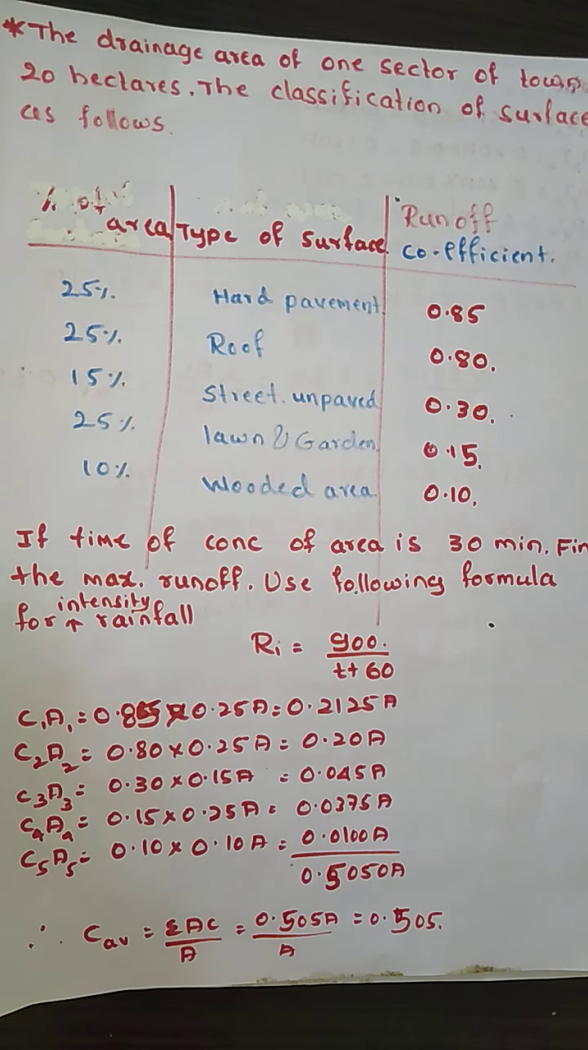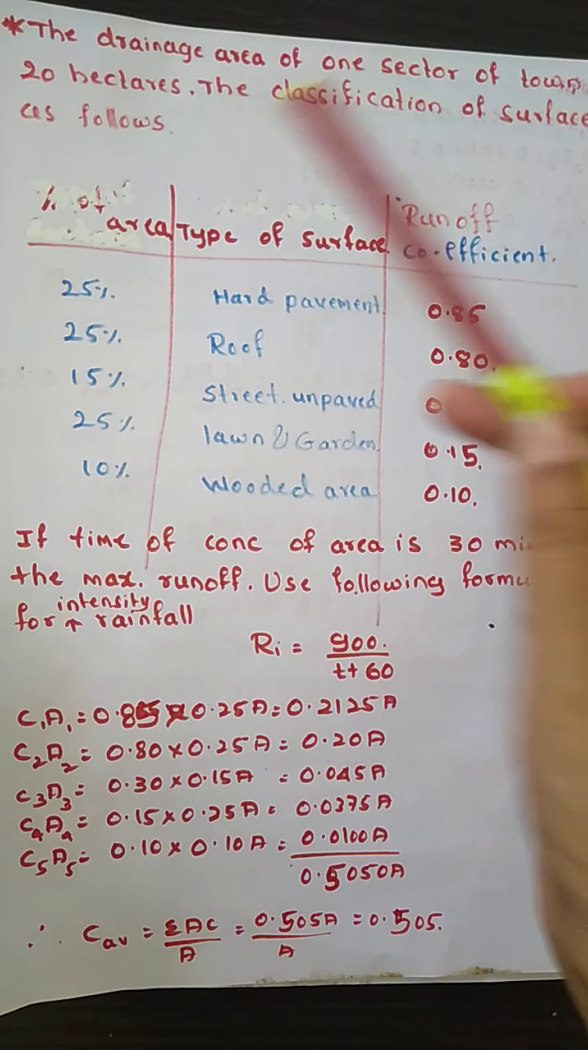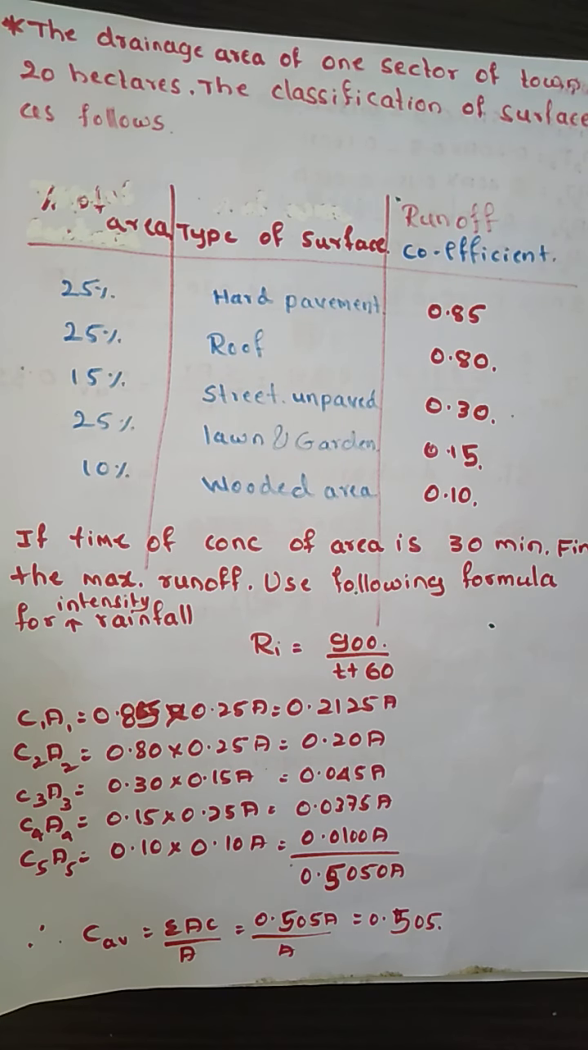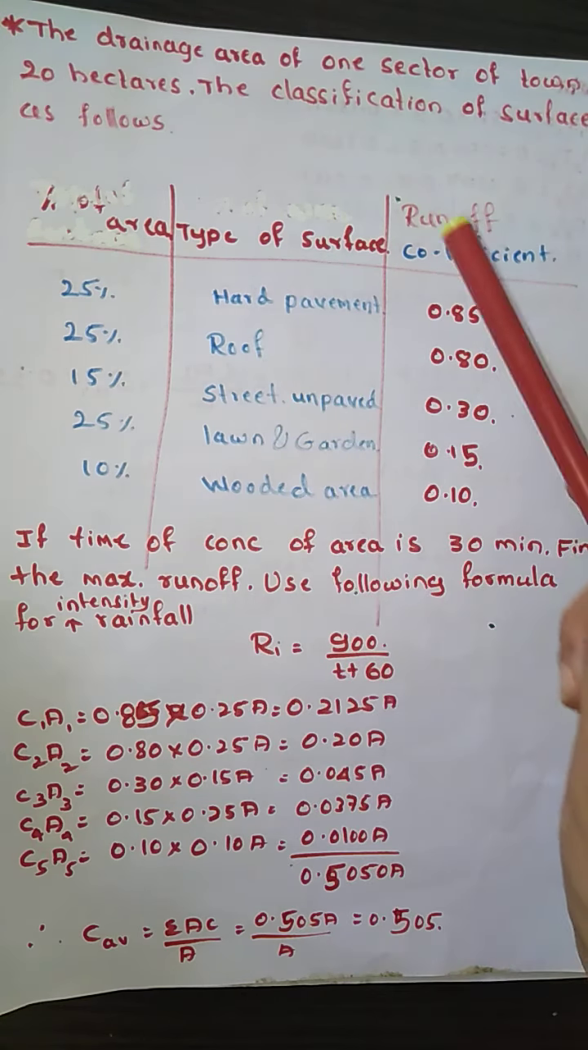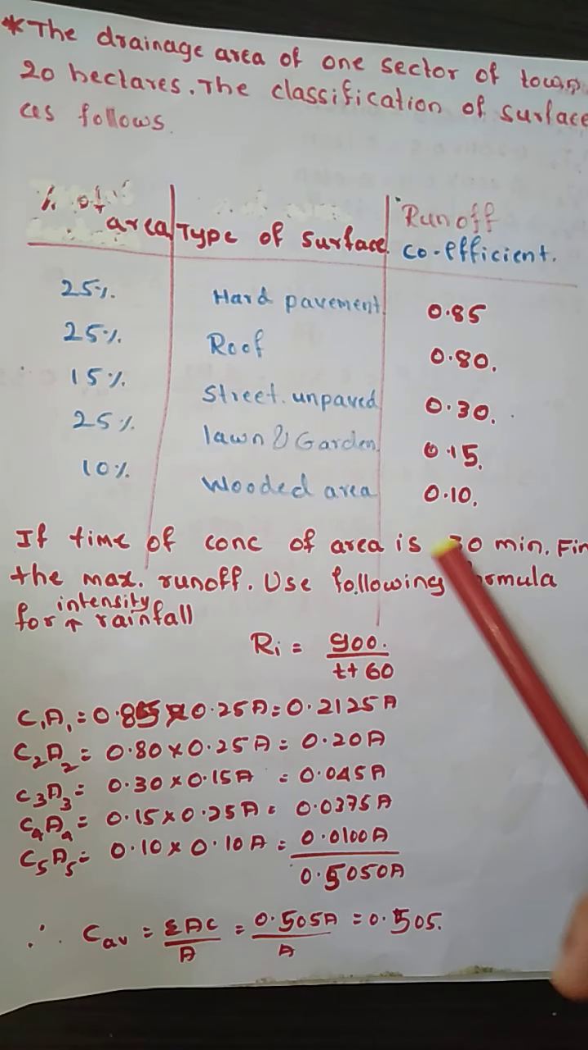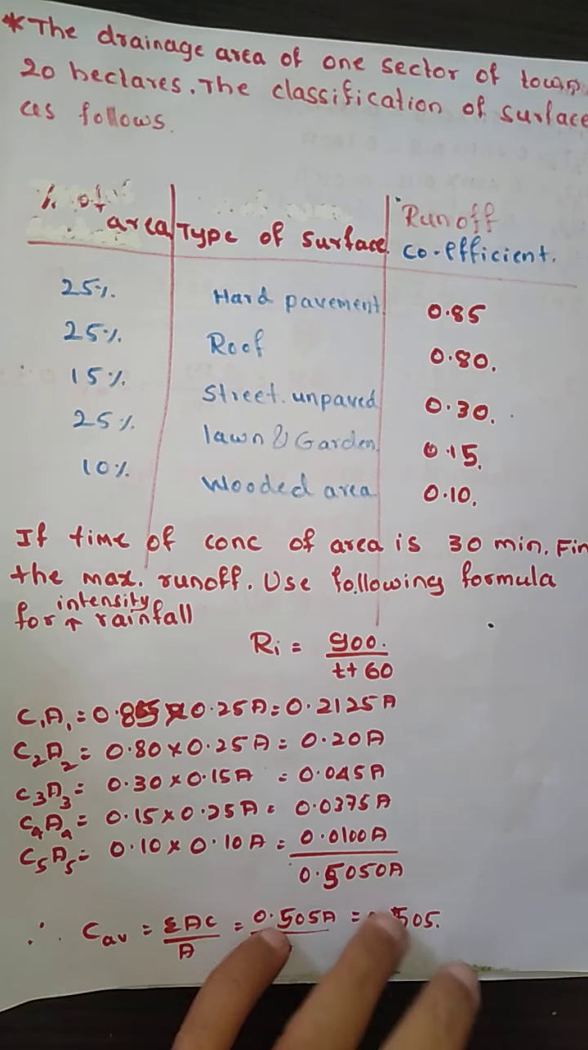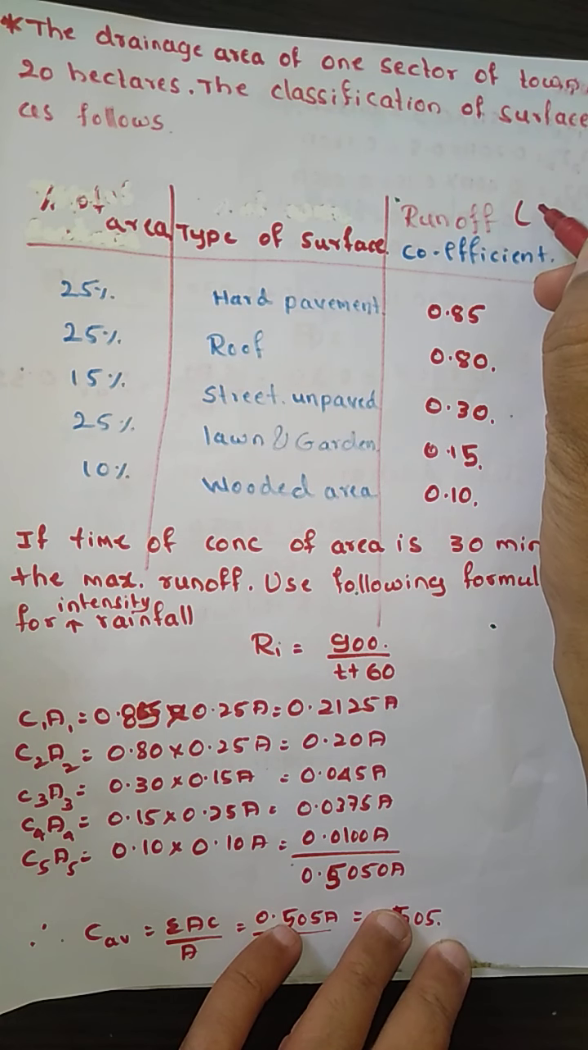Now we are going to solve one more problem similar to the last problem. Here in this particular problem, the drainage of one sector of a town has 20 hectares of area. Okay, 20 hectares of area is there. The classification of the surface is as follows. Here they have given the percentage of area, then the type of surface, and then runoff coefficient. Here they have not given the impermeability coefficient, they have given the runoff coefficient. So the runoff coefficient we are going to determine, we are going to give the nomenclature as C.